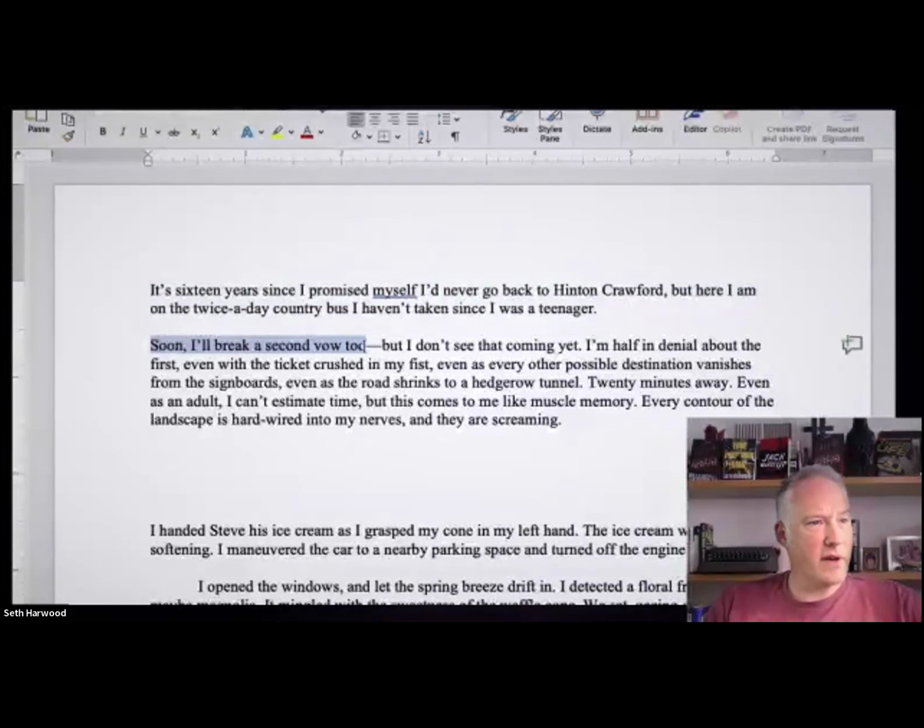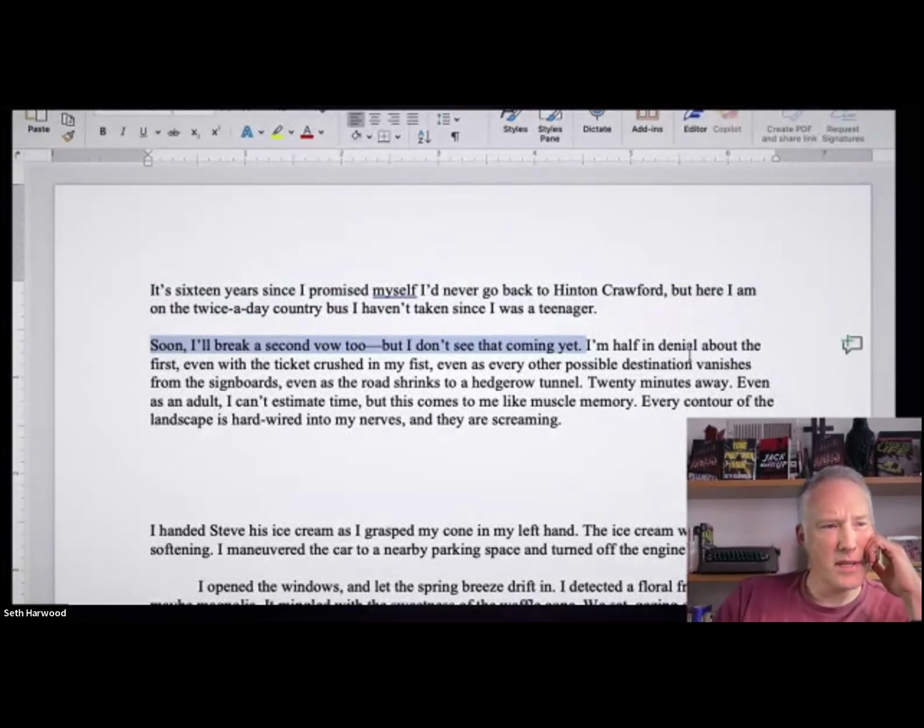"Soon I'll break a second vow too, but I don't see that coming yet." So this is kind of in scene, but it feels like this character is looking ahead to the future. So I'm not sure about what the text time is here or what the story time is.